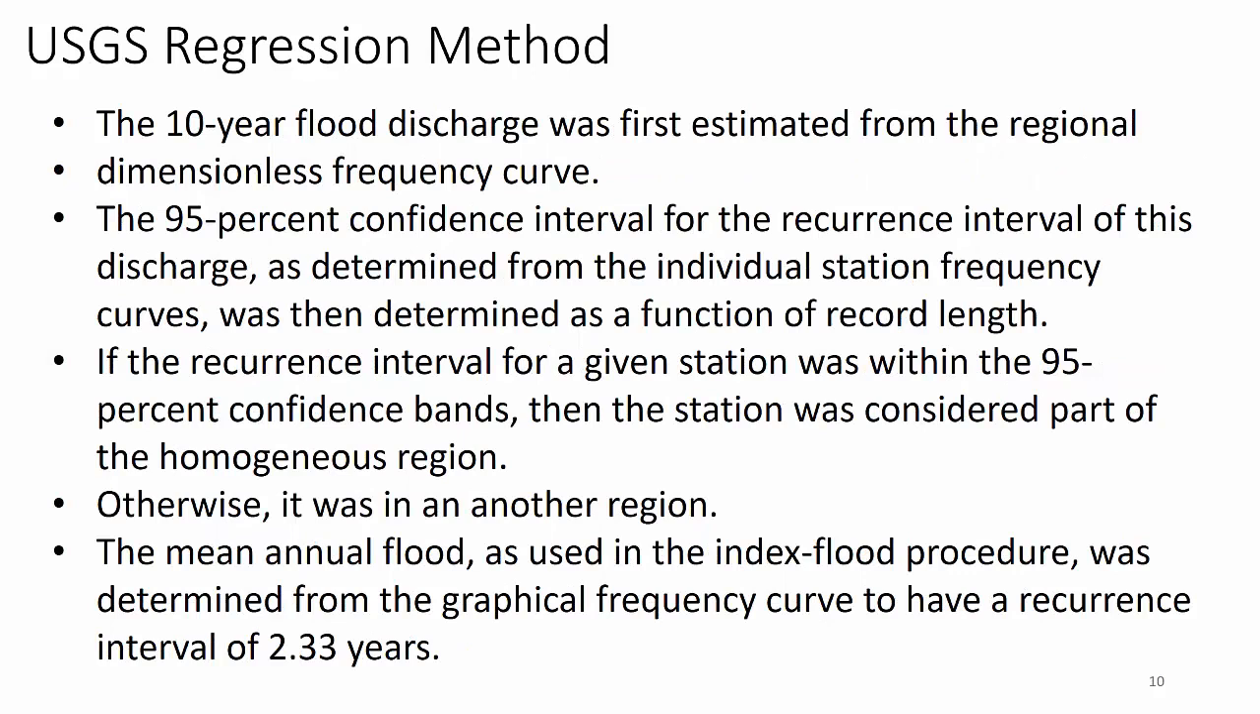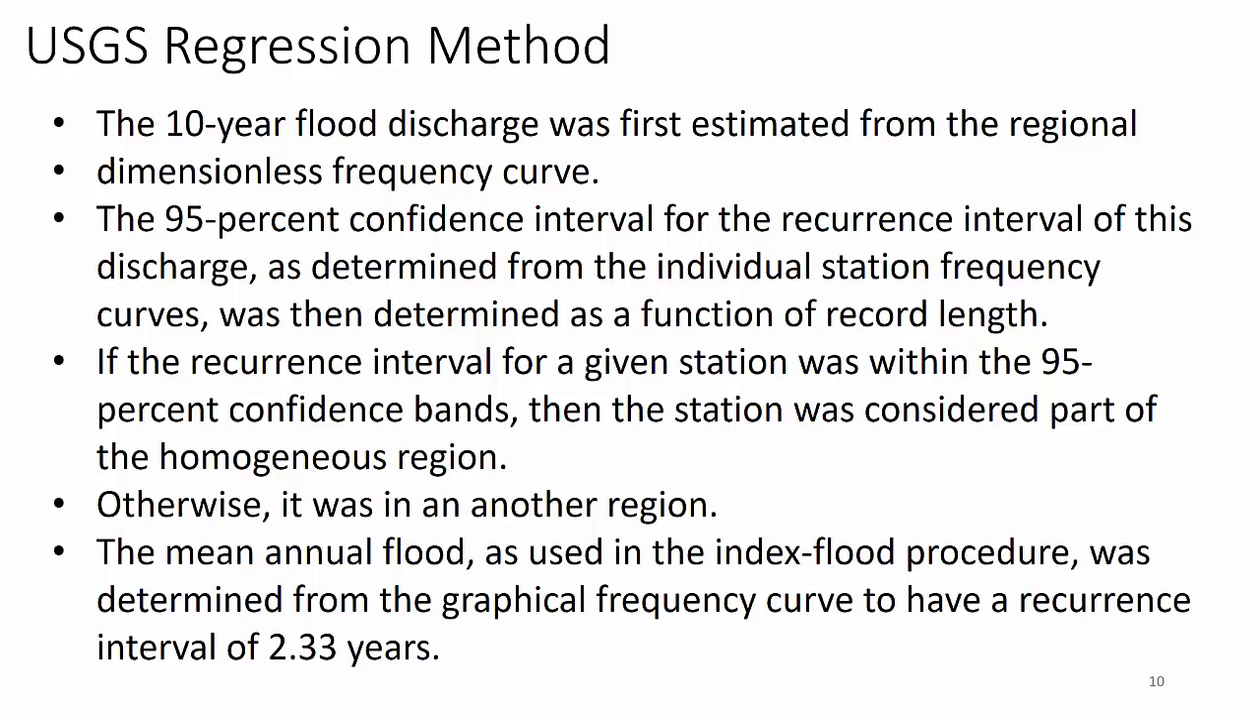The 10-year flood discharge was first estimated from the regional dimensionless frequency curve. A 95% confidence interval for the recurrence interval of this discharge, as determined from the individual station frequency curves, was determined as a function of record length. If the recurrence interval for a given station was within 95% confidence bands, then it was considered part of the homogeneous region. Otherwise, it was in another region.